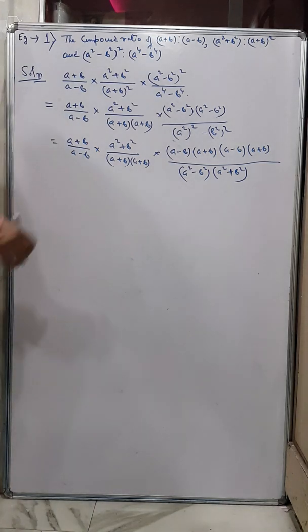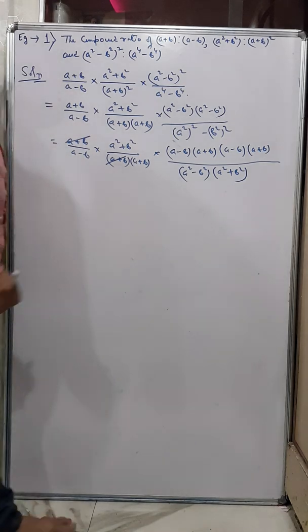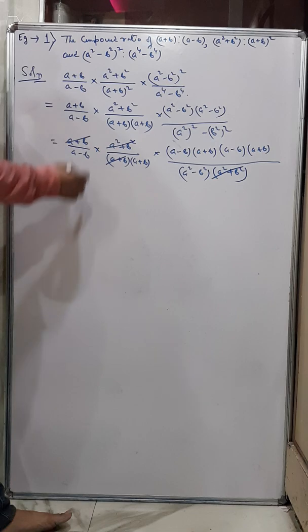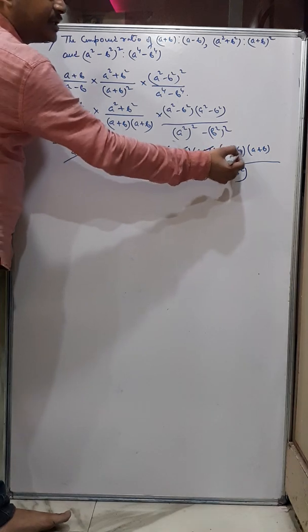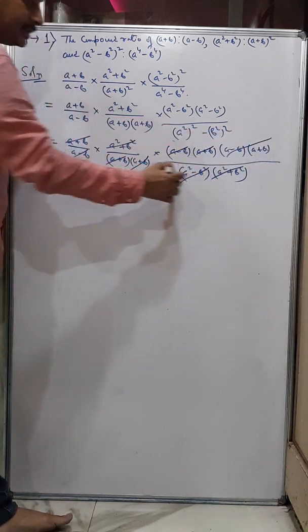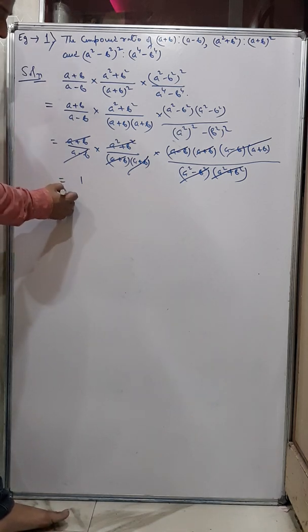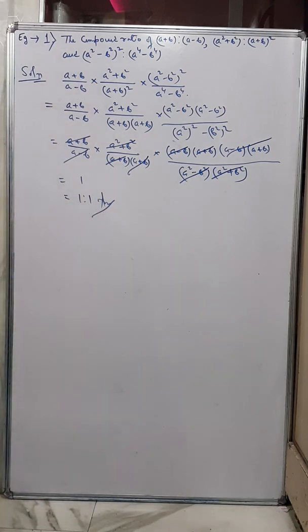So you can understand now. See, this A plus B got cancelled. This A square plus B square and A square plus B square get cancelled. This A minus B and A minus B got cancelled. This A plus B and A plus B are cancelled, and this actually means A minus B, A plus B, so I can cancel this, and finally my answer is 1. In fact, the compound ratio is 1 is to 1. So that is the answer. Okay, understand?